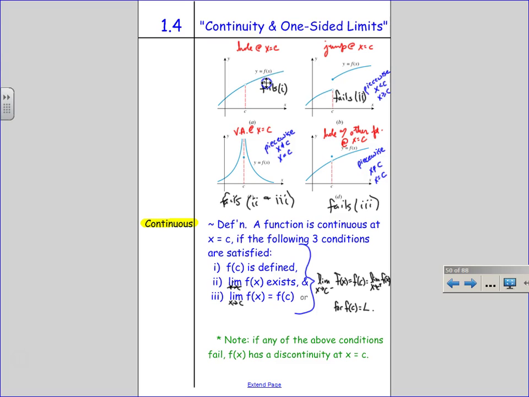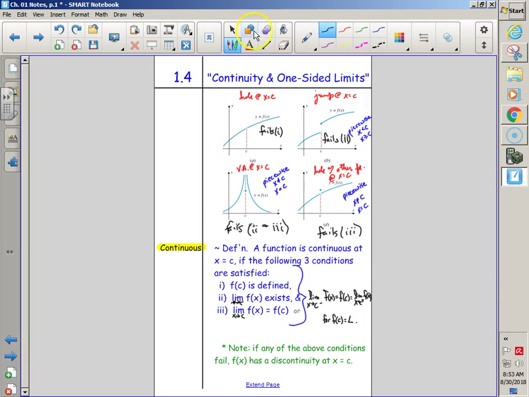Any type of discontinuity that you might come up against is going to fail somewhere. Sometimes it's going to fail all 3. Sometimes it's going to fail 1 or 2 of them. All you need, look down here, if any of the above, all you need is 1 failure. 1 failure and there's a discontinuity at c. Could be a hole, could be a vertical asymptote, could be a jump, could look many different ways, but all you need is 1.